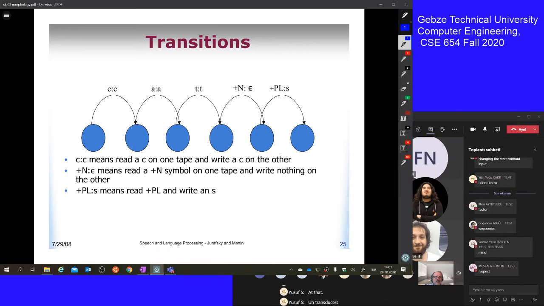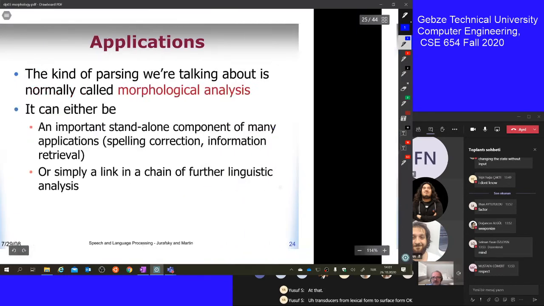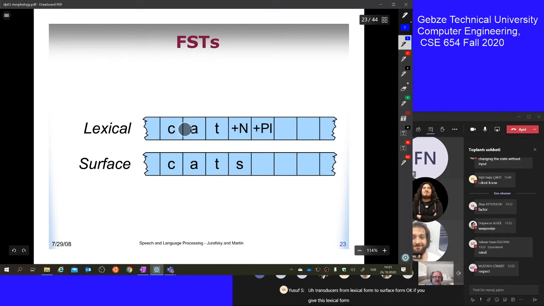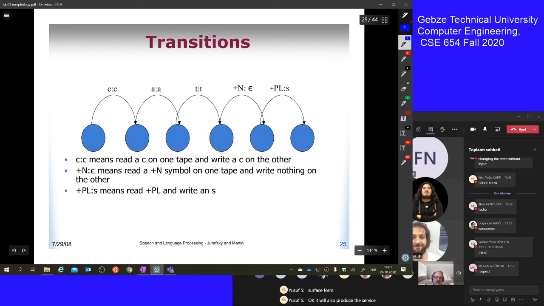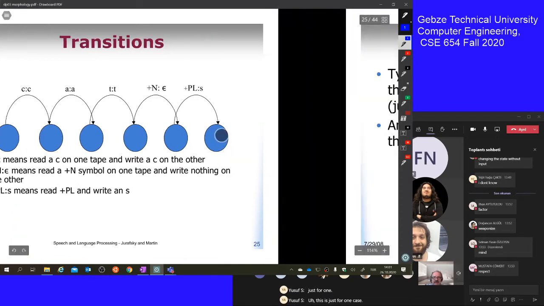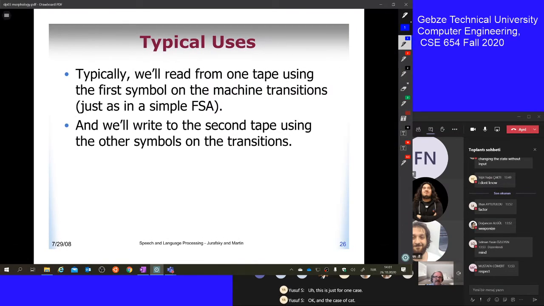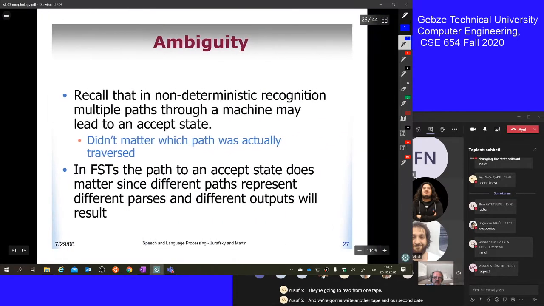Okay, this is a finite state transducer that transduces from lexical form to surface form. If you give this lexical form, it will recognize it first, and it will also produce the surface form. Of course, this is just for one case, case of cat. Okay, for typical uses, again, finite state transducer, we are going to read from one tape and we are going to write to another tape, and our second tape will have our results.